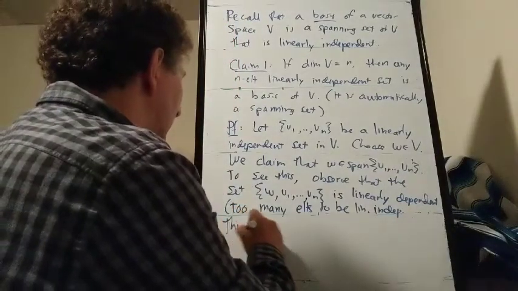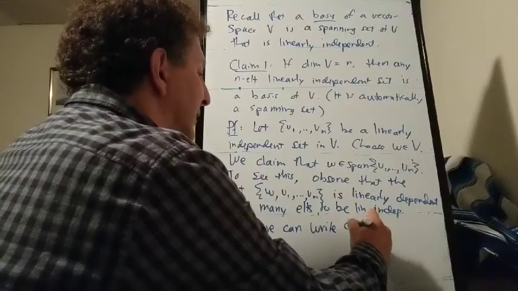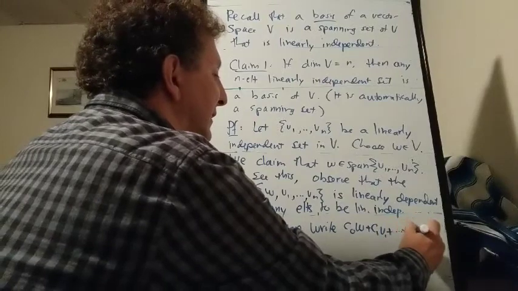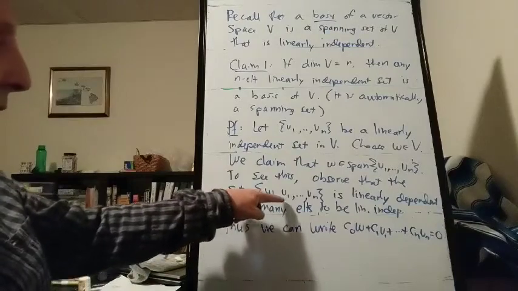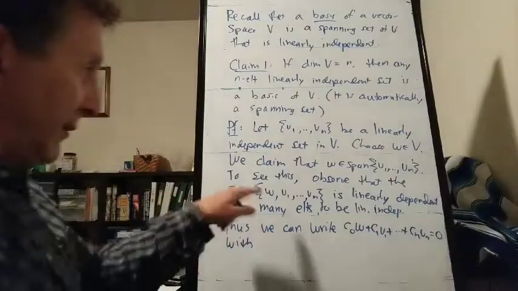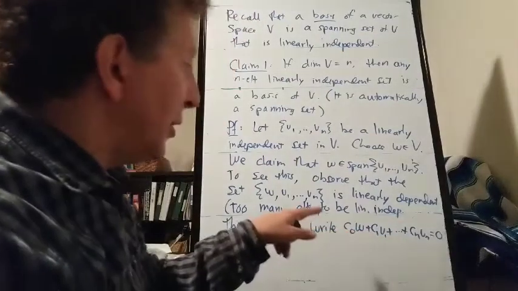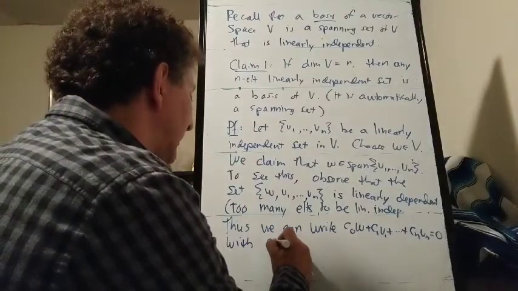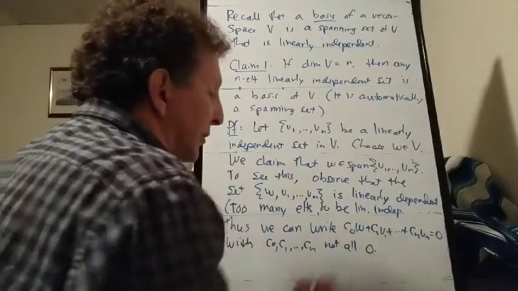So that means we can write C naught W plus C1 V1 plus dot dot dot Cn Vn equals 0. So it's a linear combination of W and all the V elements. If the set is linearly dependent, then that means that we can write this equation with the C's not all being 0. So with C naught, C1, etc. up to Cn, not all 0.